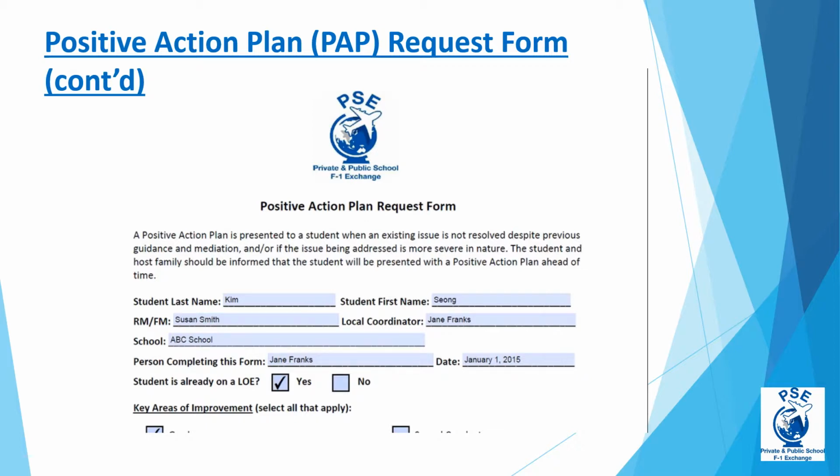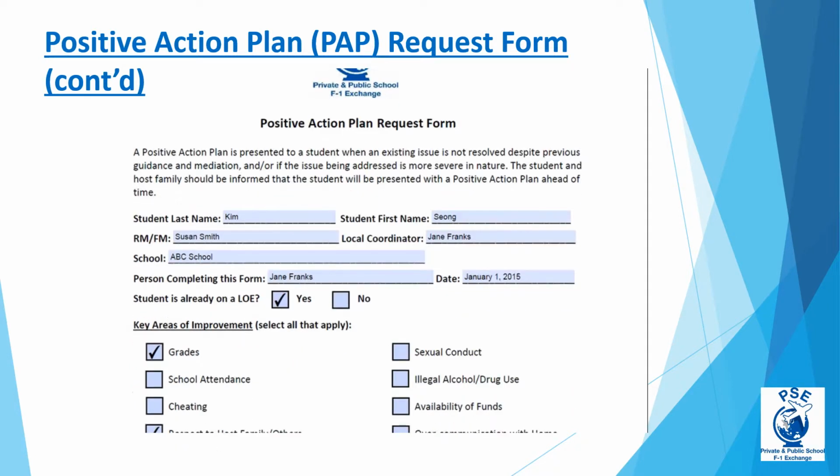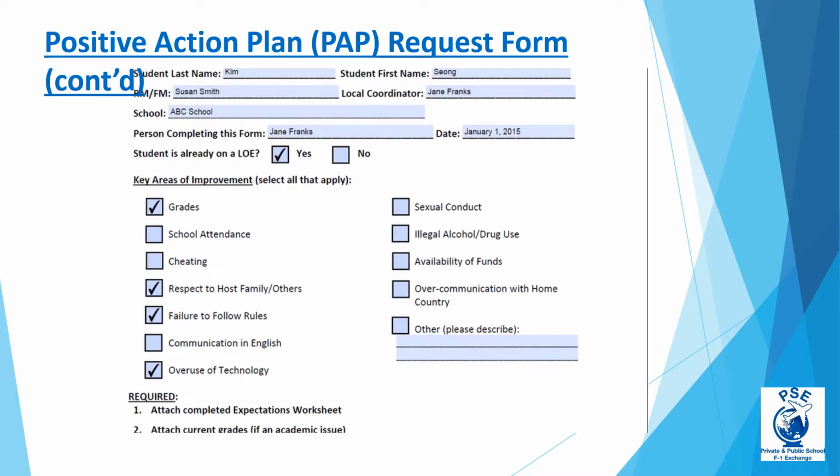Here's an example of the positive action plan request form, which can be found in the resources section of ZAP. First, you'll need to populate the student's name, regional manager and local coordinator's names, the school, the name of the person completing the form, and the date. You'll also indicate whether or not the student is already on an LOE, or letter of encouragement. Then, select any areas that need improvement. As indicated in this example, the student needs to make improvements in the following areas: grades, respect to the host family or others, following rules, and overuse of technology.